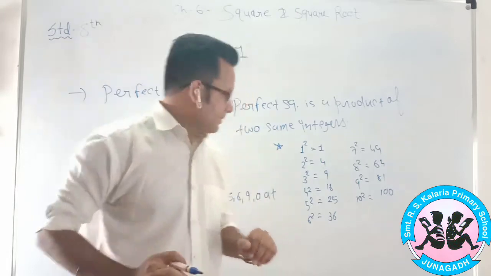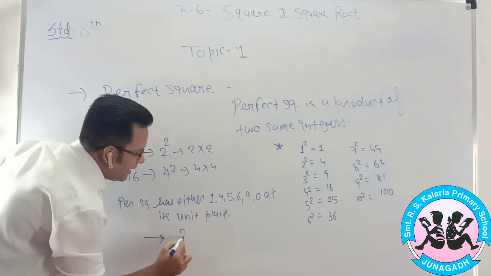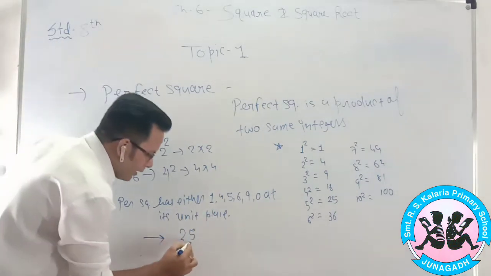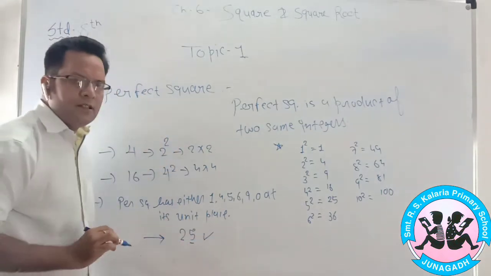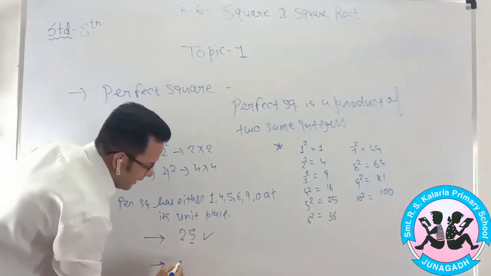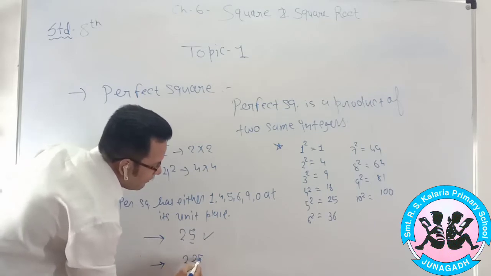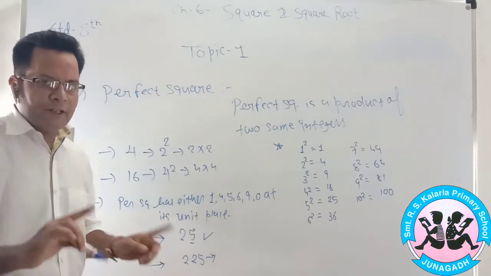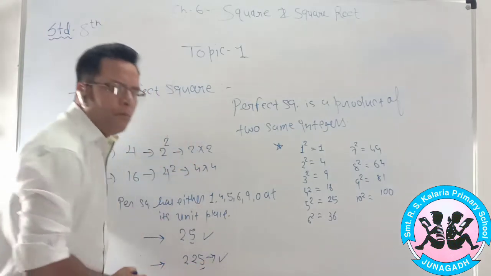Let's take an example. Suppose here I am writing 25. You see here the unit place. What is that? 5. So it is a perfect square. Second example, if I am writing 225. 225 is the square of 15. 15 into 15, 225. So again 5. So it is a perfect square.